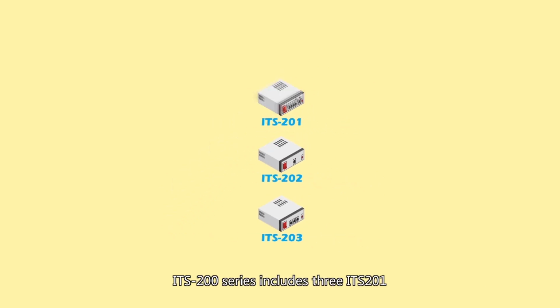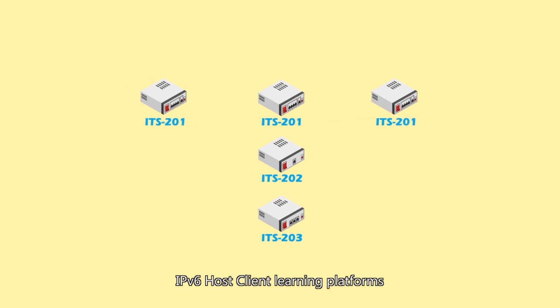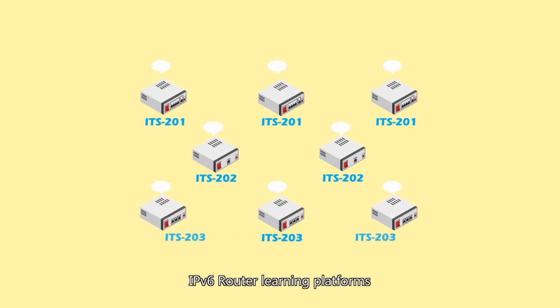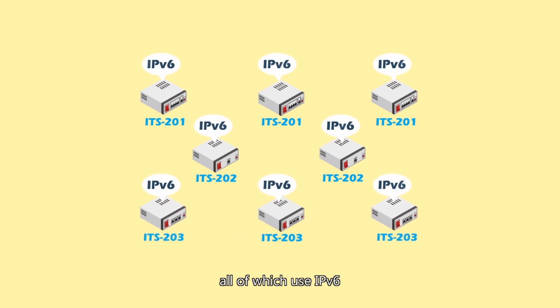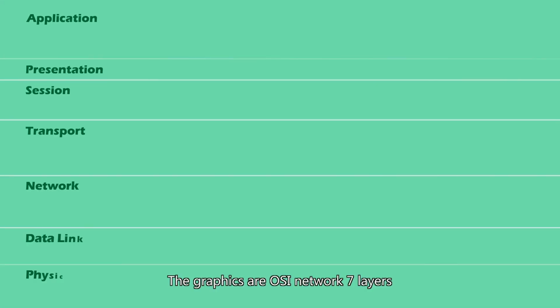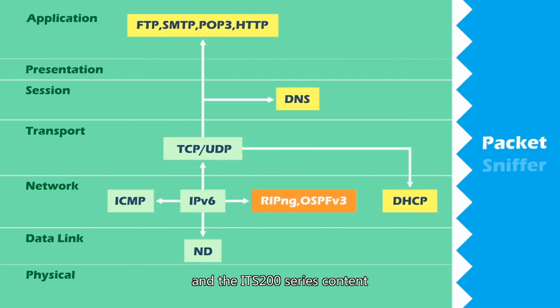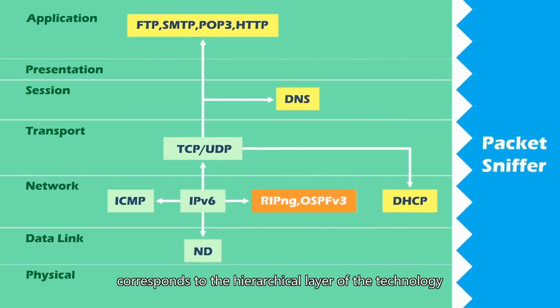The ITS-200 series includes 3 ITS-201 IPv6 host client learning platforms, 2 ITS-202 IPv6 host server learning platforms, and 3 ITS-203 IPv6 router learning platforms, all of which use IPv6. The graphics show the OSI network 7 layers, and the ITS-200 series content corresponds to the hierarchical layers of the technology.